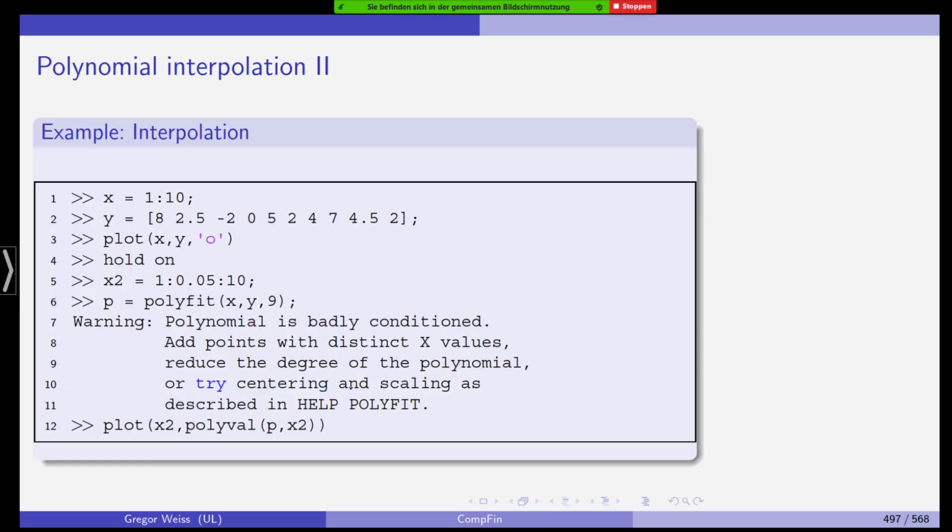Let's look at an example. We now use 10 points, x1, 2, 3, 4, 5. Those are the y points. And we plot those with circles again. We use polyfit and plot polyfit.